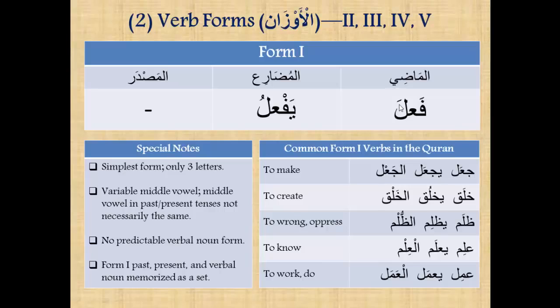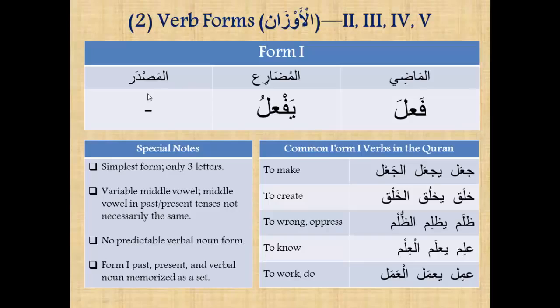So there's no way for us to predict the middle vowel. There's also no way for us to predict the verbal noun, the masdar. There's so many different forms. So you can have kataba yaktub al-kitabah. You can have qara'a yaqra al-qira'ah. Qala yaqulu al-qawl. Rahima yarham al-rahma. So as you can tell, there are so many different types of masadir for form 1. You just have to memorize it.